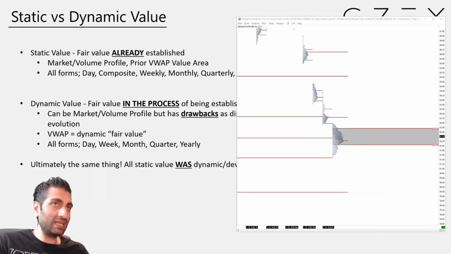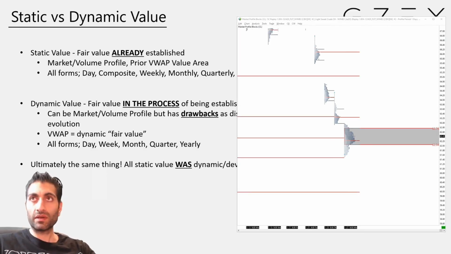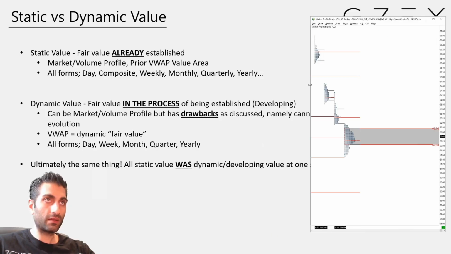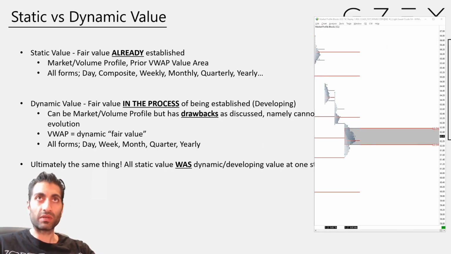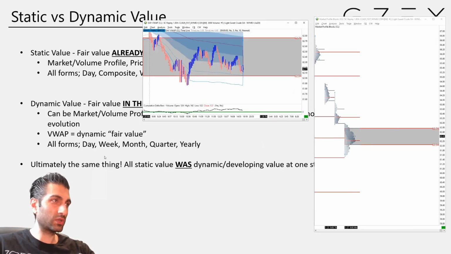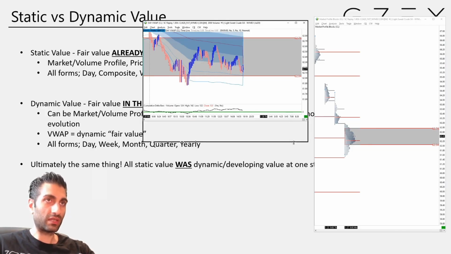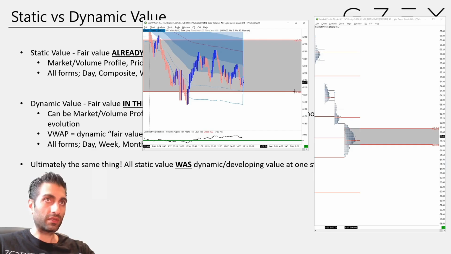And then finally, less on this chart, I just want to cover this point that all static value was dynamic at one stage. Just give me a second because I'm going to hit play on the market replay function. All right, so I've just started the chart, and let me squeeze this in and bring across the chart. I just want to show you this. It's ultimately the same thing, that static was once dynamic. So give me a second.